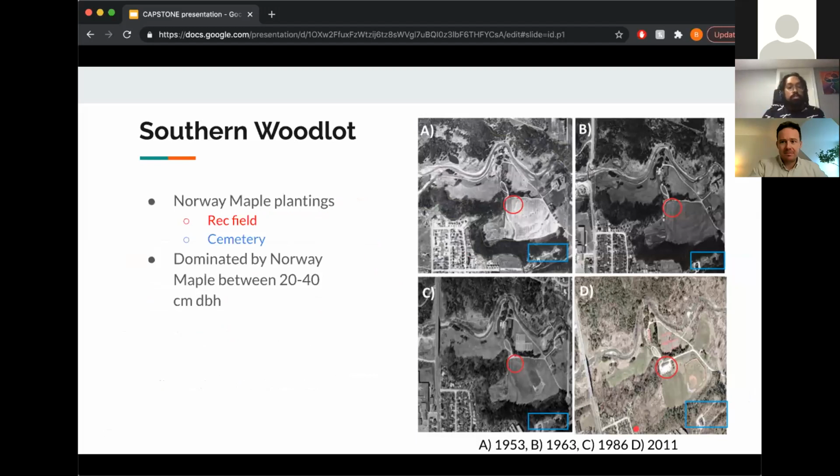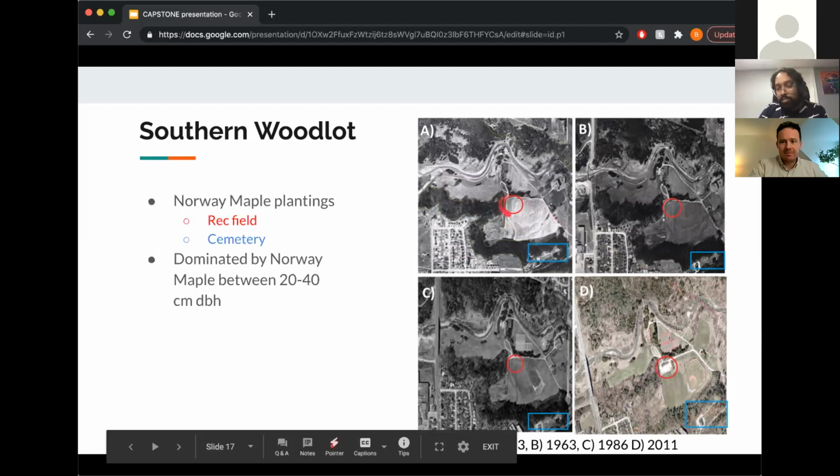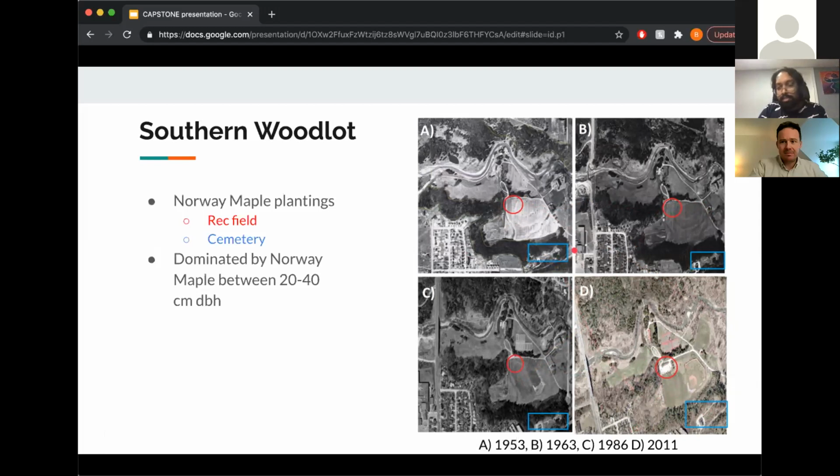Yeah, so the story here is Norway Maple street plantings, which you can see in red, which is the rec field where there were Norway Maple street plantings in the 70s and 80s. It eventually becomes a parking lot, but the trees are still there to this day. And there are some Norway Maple plantings in the cemetery highlighted in blue here. And by proxy, there's the suburban development, which given the time likely had Norway Maple planting as well. And yeah, Norway Maple likely just bled into this woodlot given how close it's situated to all of these street plantings. And it also helps explain why Norway Maple isn't nearly as apparent in the other two compartments.